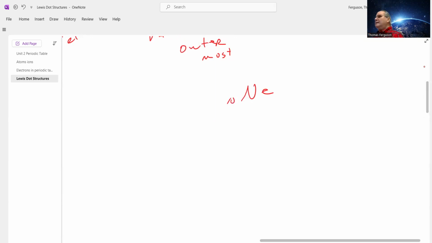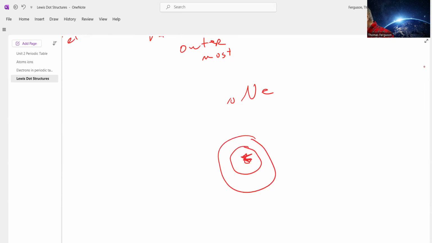Now, neon has 10 electrons. Okay, so we're going to put 2 electrons in the innermost orbital. How many more do we have to go? 8. So that fulfills all the electrons.